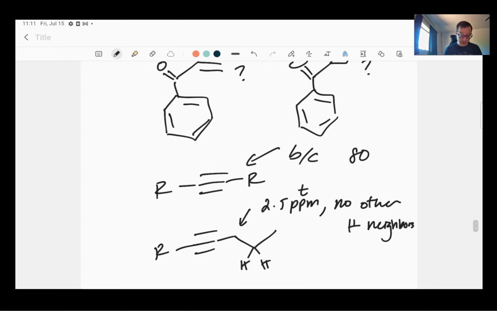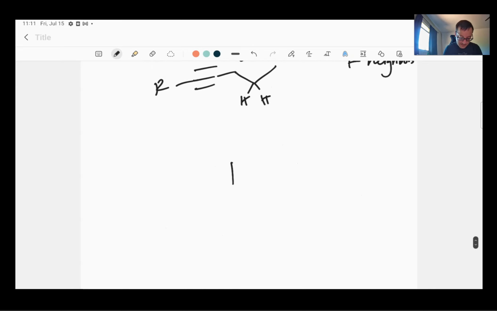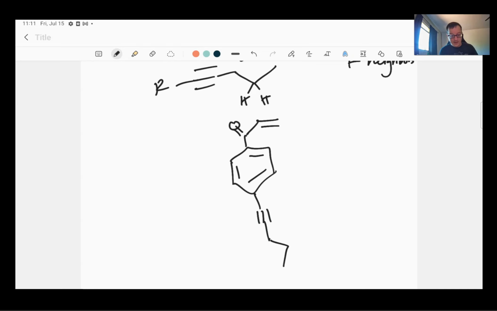So if we work with that assumption, we've now got our triple bond propyl group. We have to put this mystery oxygen somewhere. And so where the heck are we going to put this? We know it's not an alcohol. We know it's not another carbonyl. So that means it has to be an ether.